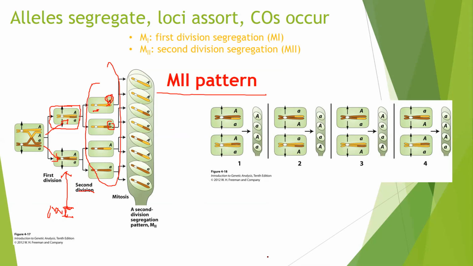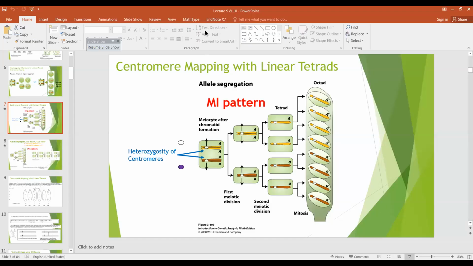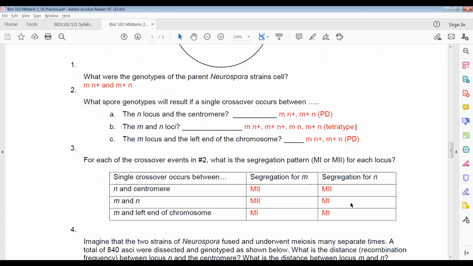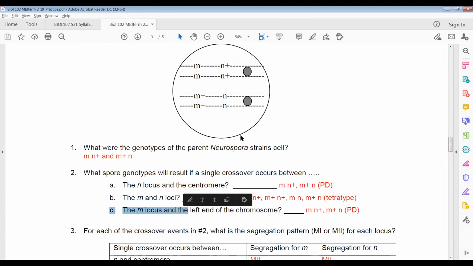So for the N and centromere, they're both M2 because once they segregate, the M plus and N are all switched up. They're not together. Yes, exactly. Okay. And then for M and the left end of the chromosome, I was a little confused on what you defined as the left end of the chromosome. Which one? Let me see. For the second and the third one. This? Yeah. Oh, right. So here when we talk about, okay, let me show you.